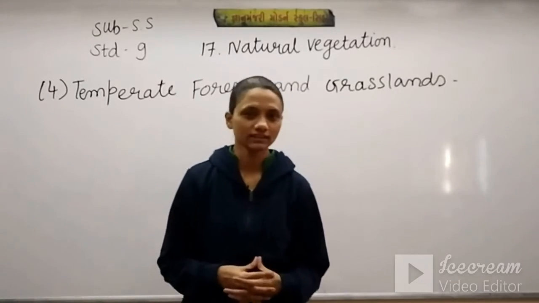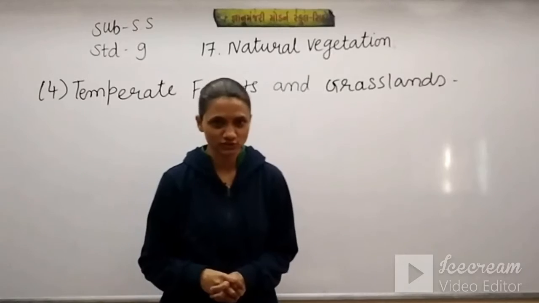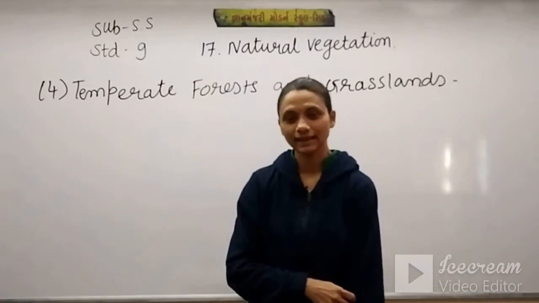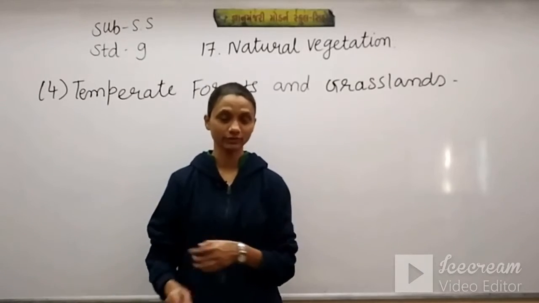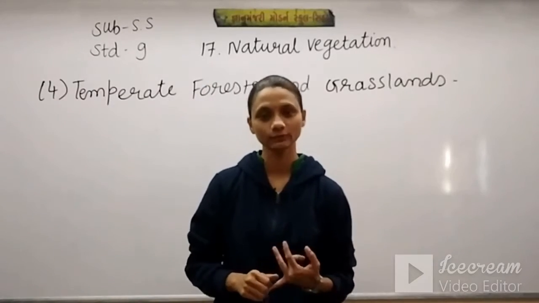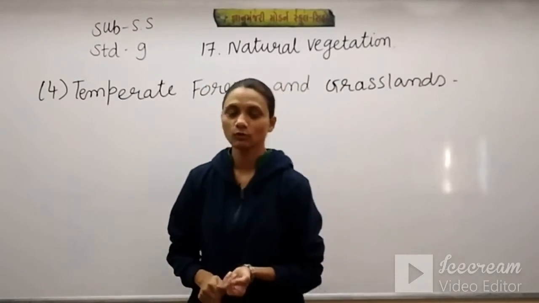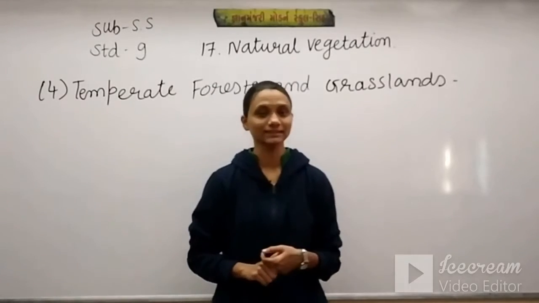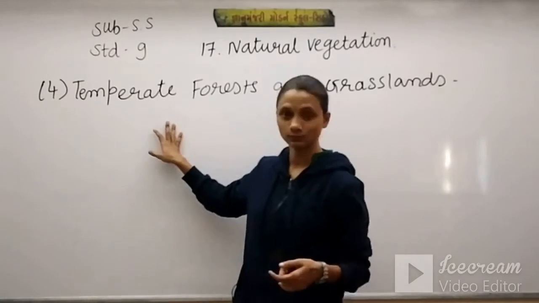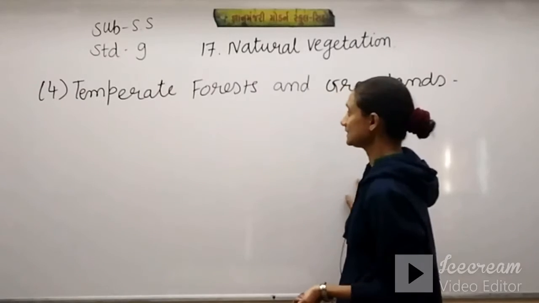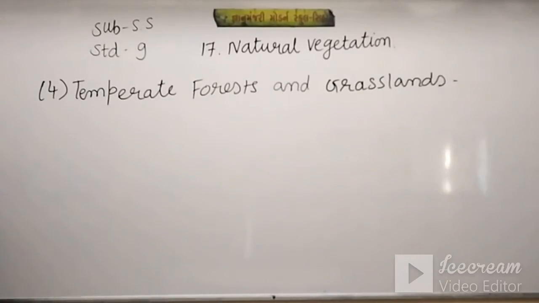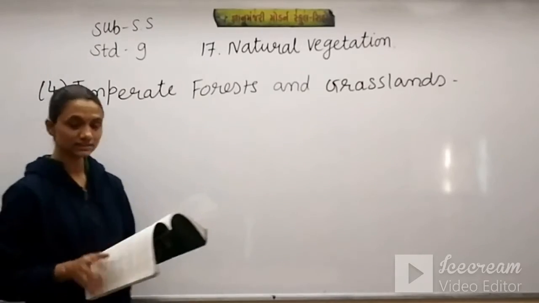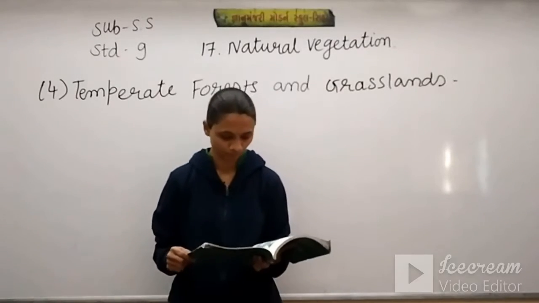Unit number 17, that is natural vegetation, we are doing. In that, the importance of vegetation and some of the types of forest we have discussed in earlier videos. In this video we will go for another type of forest, that is forest number 4, temperate forest and grasslands. It is given in your book, page number 133. Please keep a textbook with you.